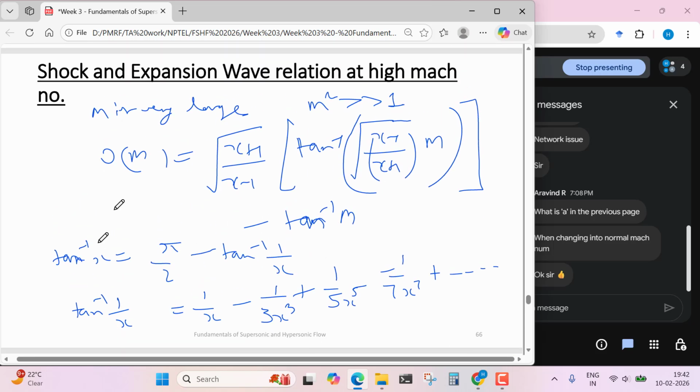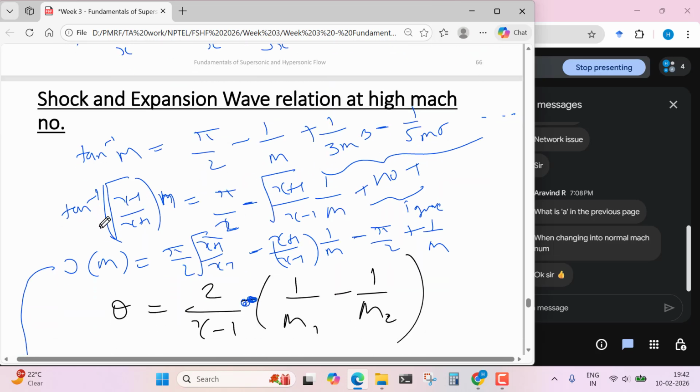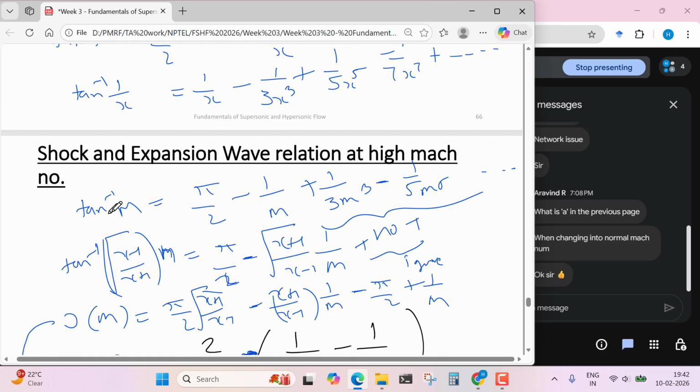So if we put this, for tan inverse under root (gamma minus 1 upon gamma plus 1) m, we will get pi by 2 minus under root (gamma plus 1 upon gamma minus 1) by m. Similarly, tan inverse m equals pi by 2 minus 1 upon m. We are neglecting all the higher order terms because m is already very large, so 1 upon m to the power n will be almost 0.